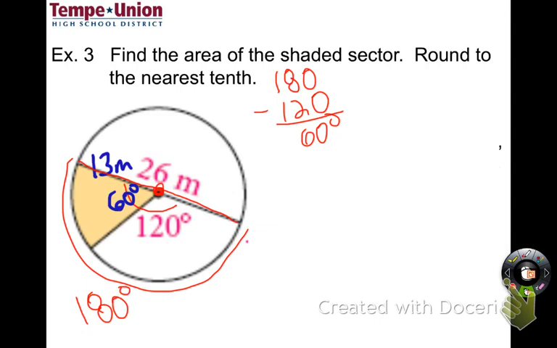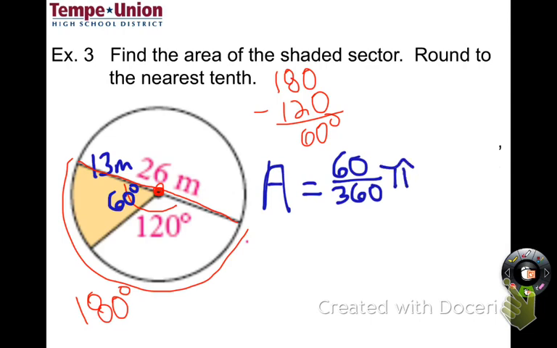So we want to just write our formula. We're going to say area equals 60 divided by 360, because that's the fraction of the circle that we want. That is 1/6 of the circle if you reduce it. So that's the area we want. We want 1/6 of the area of the circle. So we're going to multiply that fraction times the area of the whole circle, which is pi times the radius, 13, and then squared.